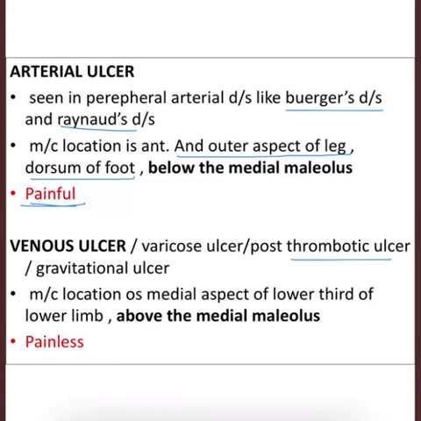The location of the venous ulcer is the medial aspect of the lower third of the limb, above the medial malleolus. Above is venous, below is arterial, because the posterior tibial artery goes below the medial malleolus, not above, whereas veins like the saphenous vein or small saphenous vein go above the medial malleolus. Venous ulcers are painless. Arterial ulcers are painful.